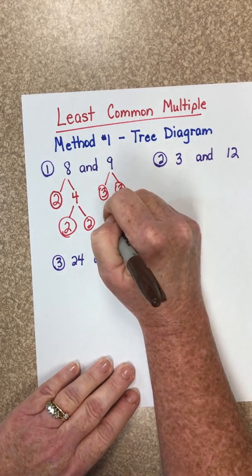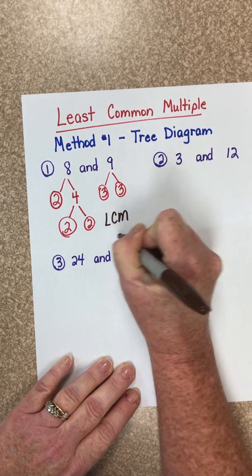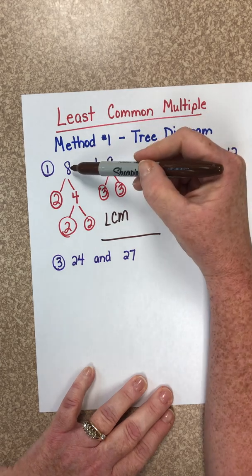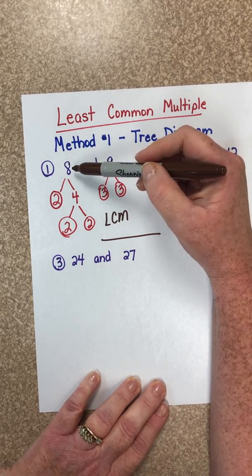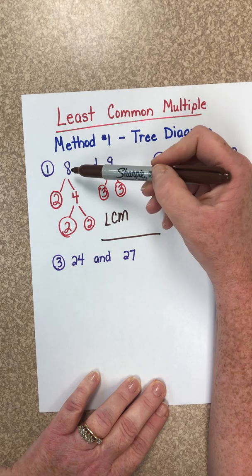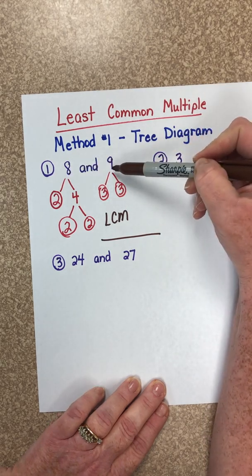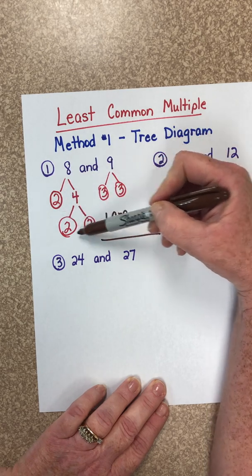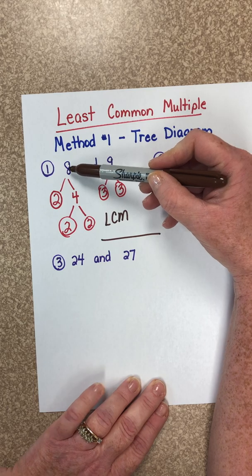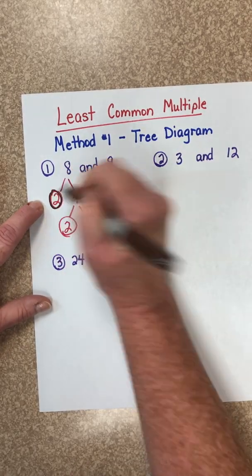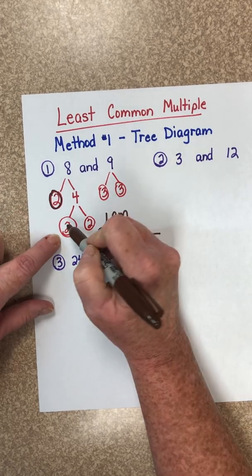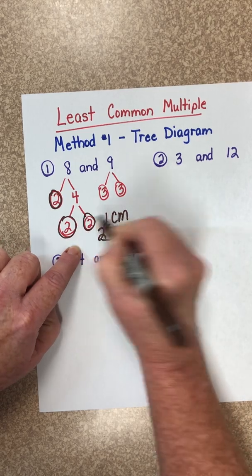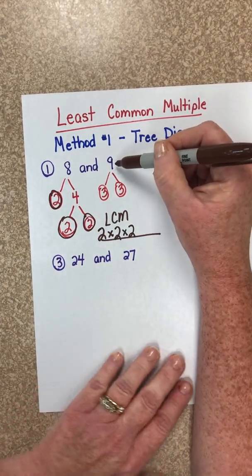So to find the least common multiple, I'll put my line here for my answer. We go to the first number. And since multiples are numbers that are bigger than the numbers given, we're looking at the first tree, and we need all of the prime factors that make up the first number. So that means I need this 2, and the second 2, and the third 2, and now I'm ready to go to the second number in this pair.